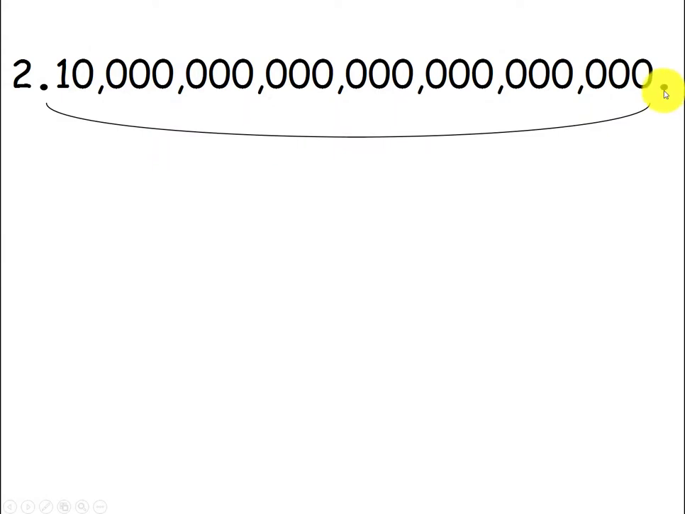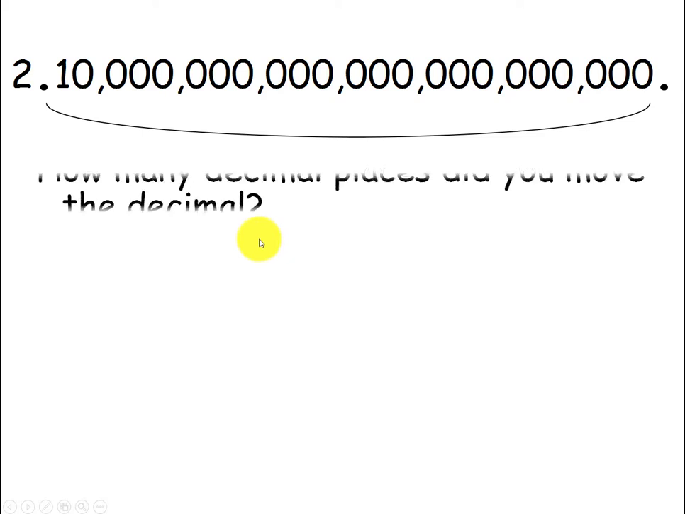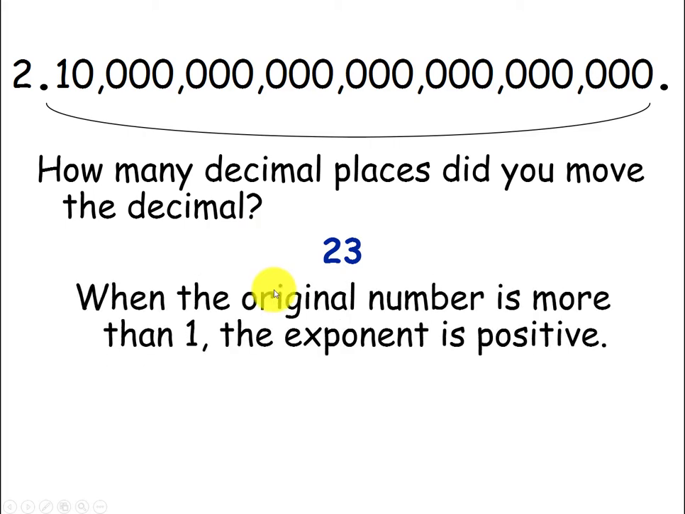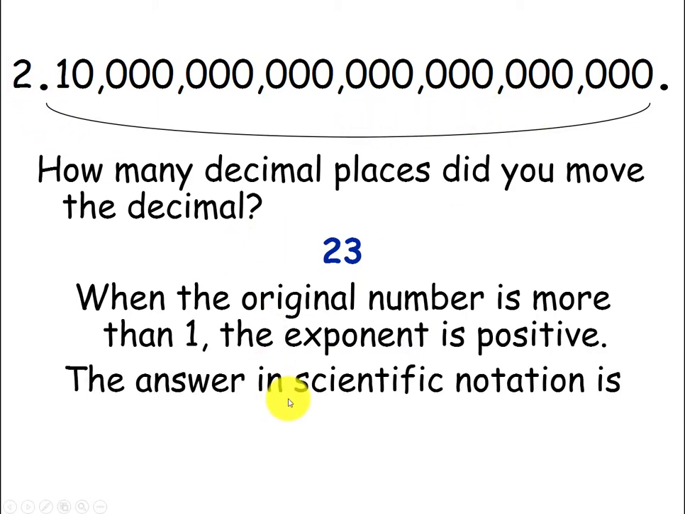Now, once you move the decimal point between 2 and 1, you have to count how many times you move your point. In this case, we move our point 23 times. Now, whenever your original number is more than 1, the n or the exponent in our scientific notation is always positive. So we are going to write this as 2 times 10 raised to 23.